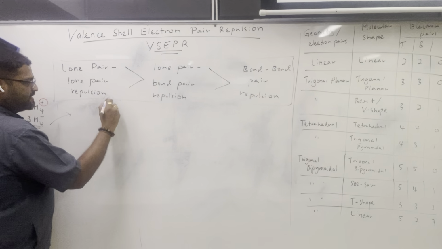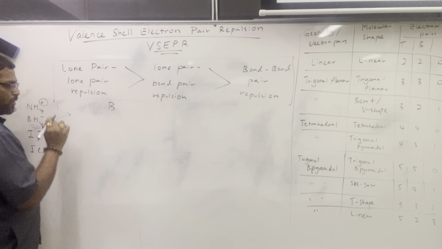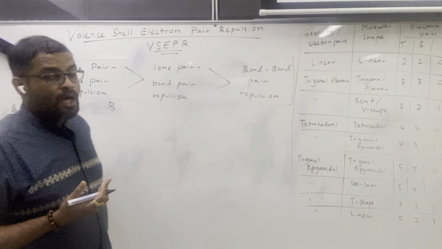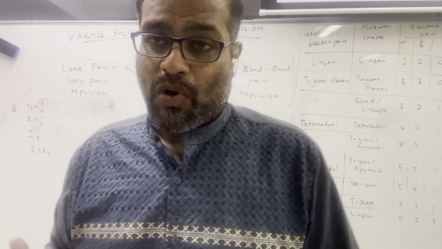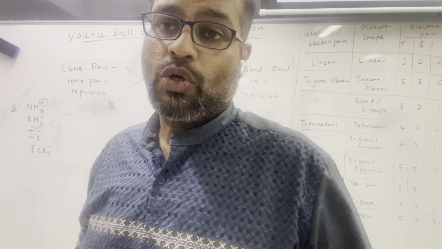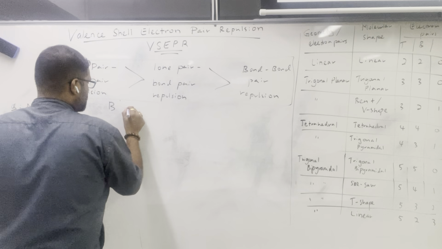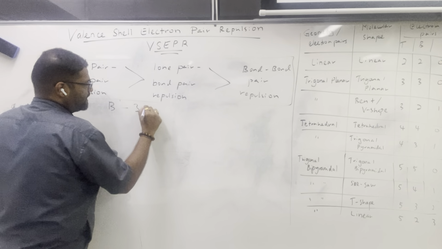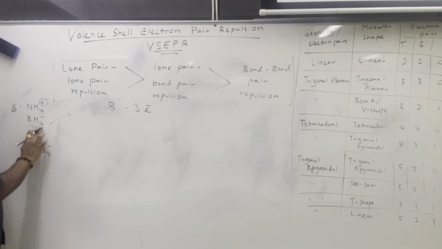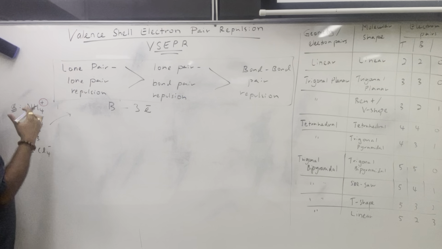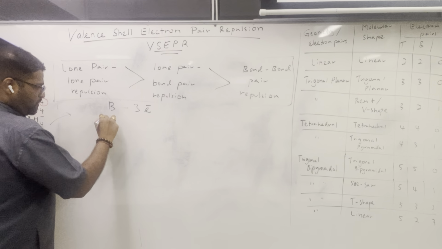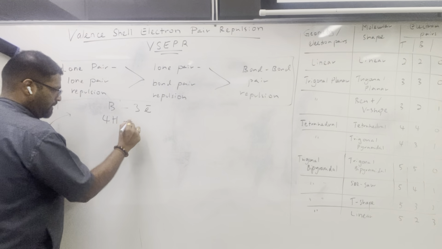We're going to pull out the central atom, which is boron. We're going to look at what group boron is in. Boron comes under group 13 and the valence electron is 3. As for the hydrogen atom, we have 4 hydrogen atoms, so we're going to put 4 hydrogen atoms.